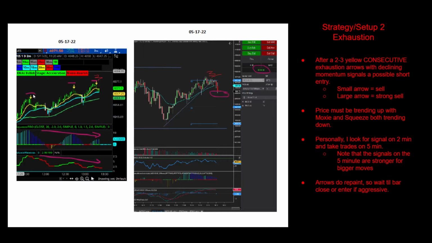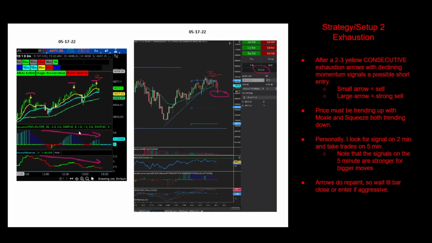These yellow candles right here are my exhaustion arrows. Small arrows are small sells, large arrows are a strong sell. So once I see these arrows print consecutively, meaning there's no other arrows in the opposite direction, this is where I'm getting signaled to take a short. But I only take that short if I see the price is making a higher high and momentum's coming down.